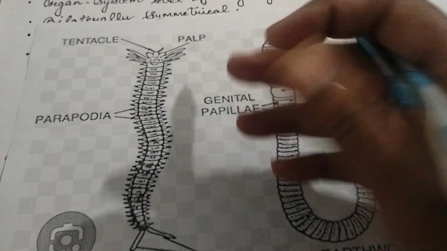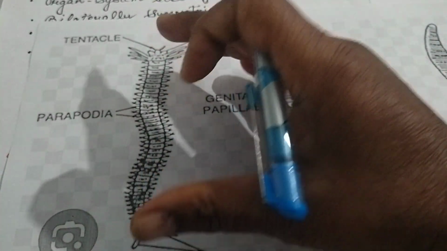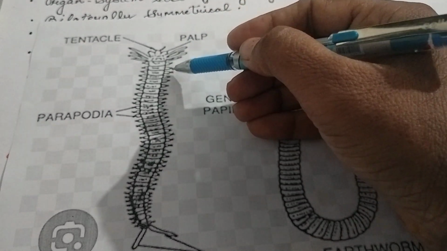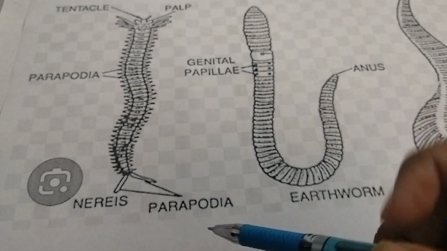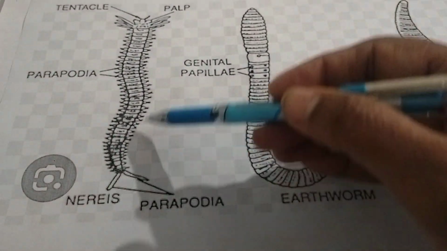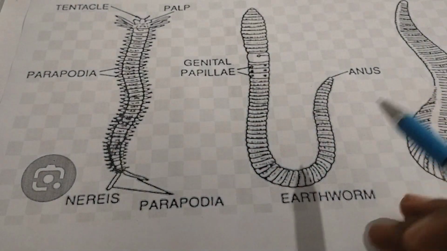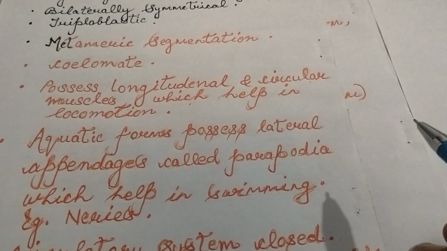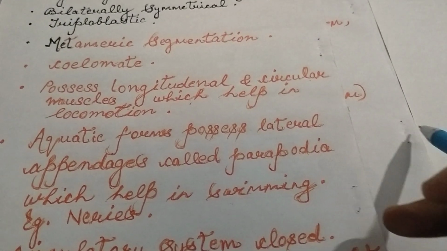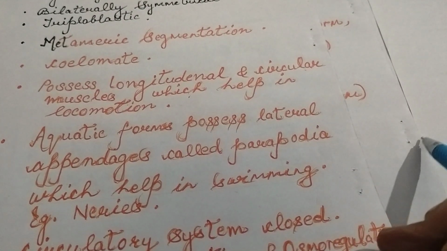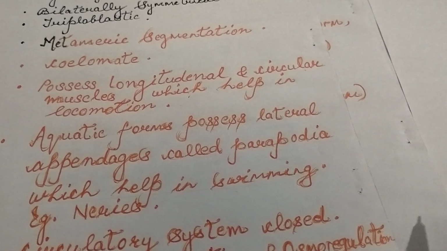And just now I told you these worms move by crawling movement. They have muscles and these parapodia, these lateral appendages are called parapodia. These are the lateral appendages found in aquatic annelids and these lateral appendages help them in locomotion, means in swimming. As they are aquatic forms, what will be their locomotion? They will swim in water. So these parapodia help the aquatic annelids in swimming.